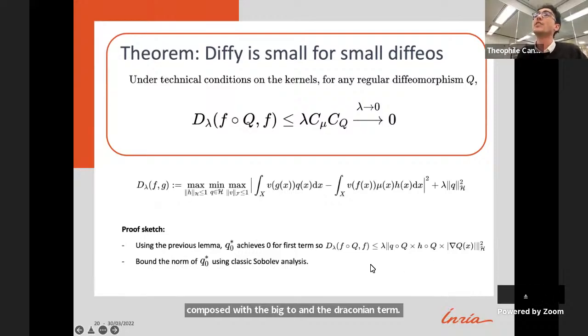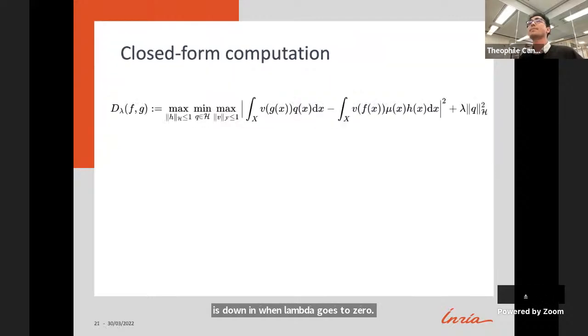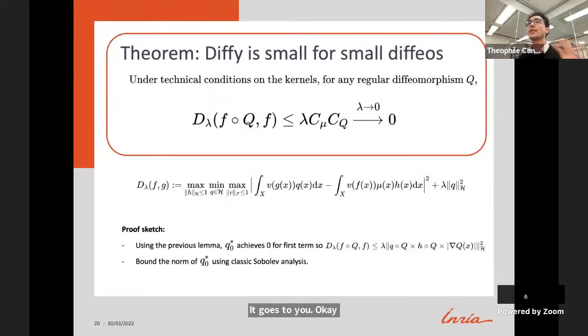We can bound it using some classic properties of Sobolev function spaces. So we bound this norm, and we show that we have this bound, and when lambda goes to 0, it goes to 0, okay? So that's the guarantee we have on the behavior.